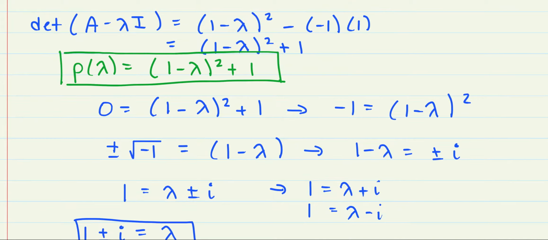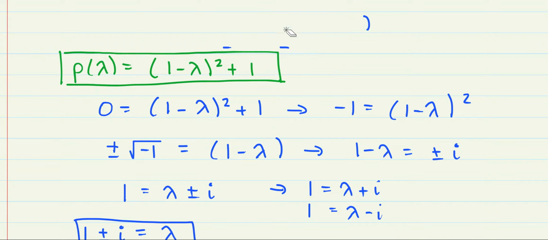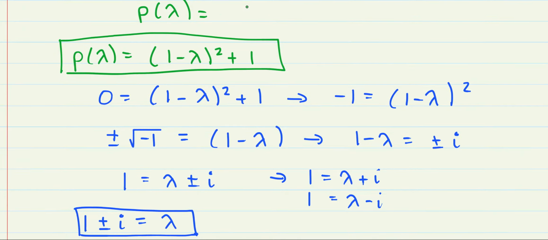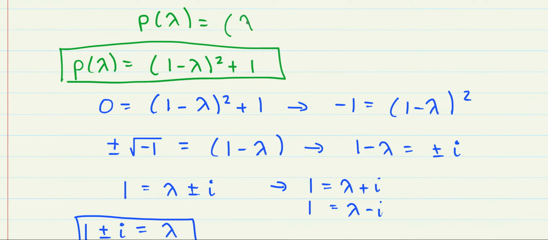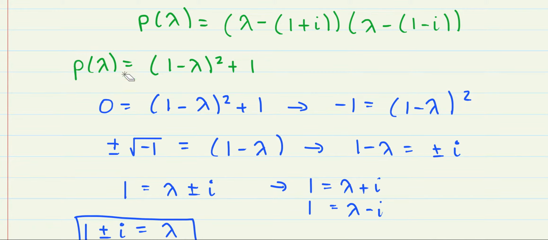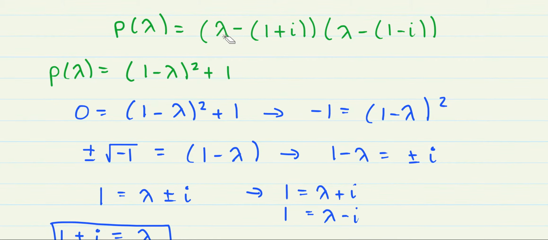So let's rewrite this equation. So this characteristic polynomial is equal to (lambda minus (1 plus i)) times (lambda minus (1 minus i)). Now, something you can do if you want to double check, just to make sure that it's correct, you could FOIL all this out, and you should get the same polynomial.